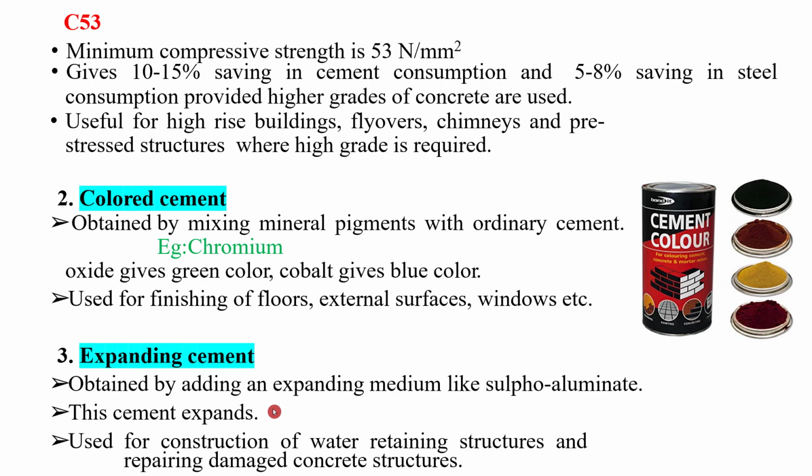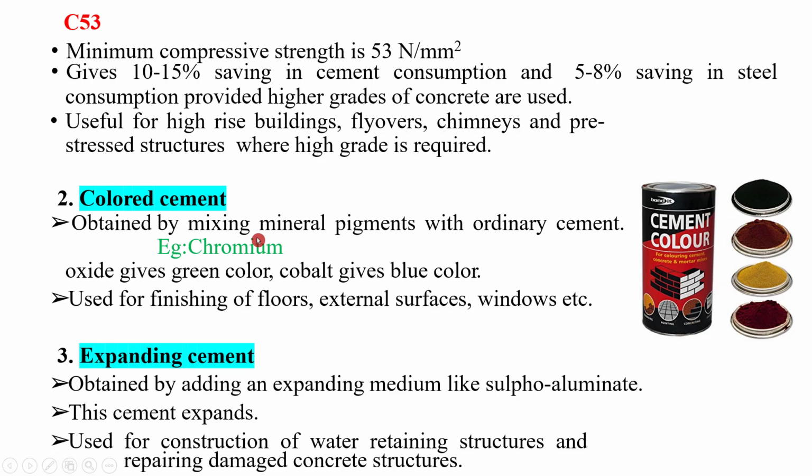And next we have the C53. The minimum compressive strength should be 53 Newton per mm square. It gives 10 to 15% saving in the cement consumption and 5 to 8% saving in the steel consumption provided by the higher grades of concrete used. They are high strength cement and they are used for high rise buildings, flyovers, chimneys, and the other main important structures where the high grades are required.